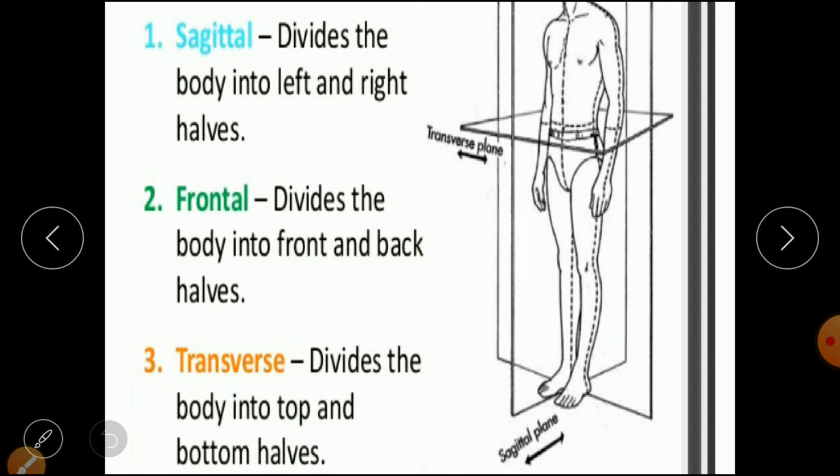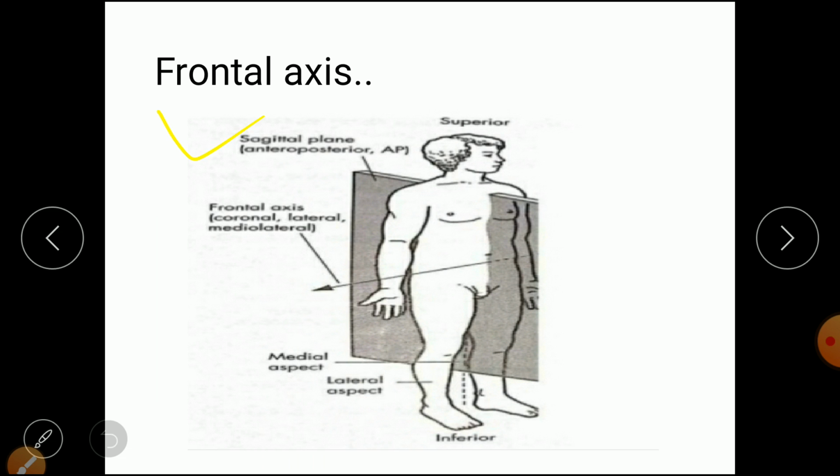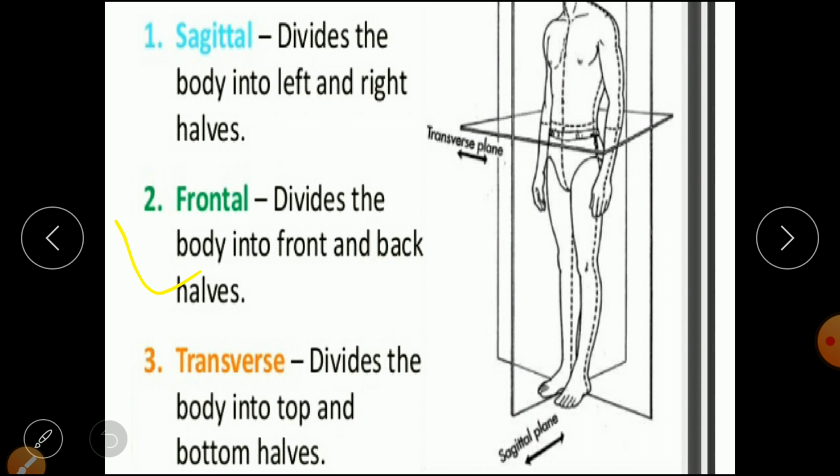Now, the planes divide the body. The sagittal plane divides the body into left and right halves. Okay, see in the diagram, sagittal plane. That means frontal axis. So it divides the body into right and left.